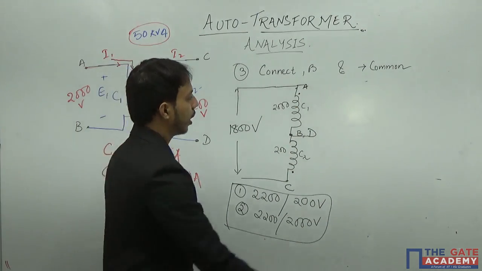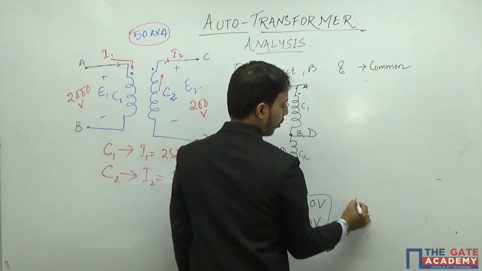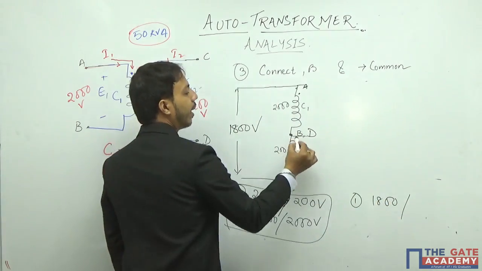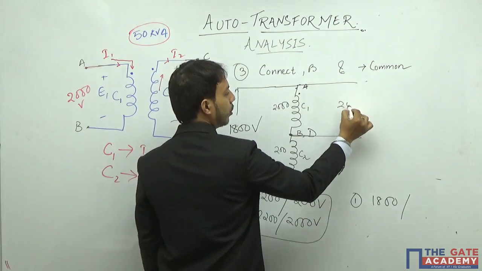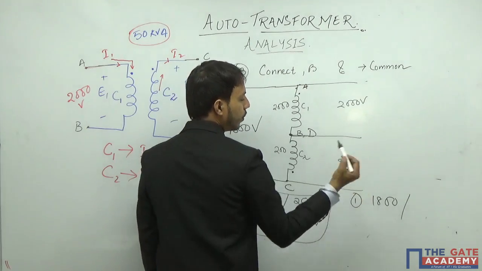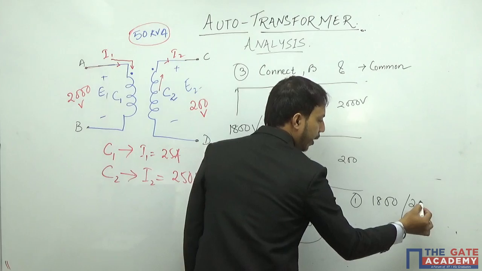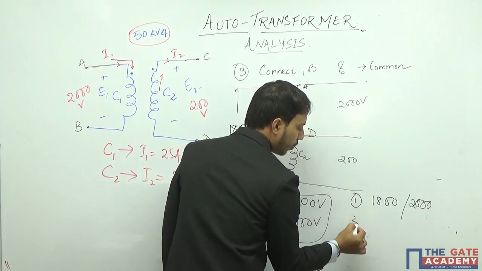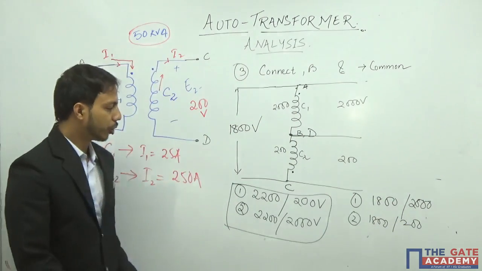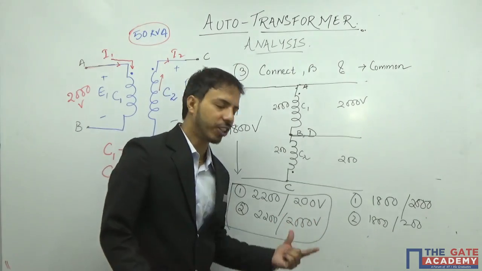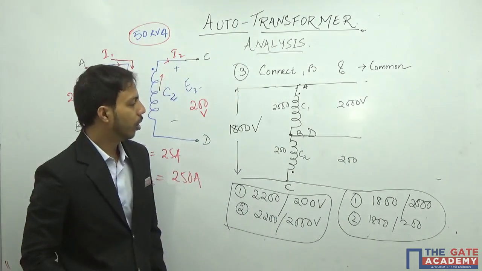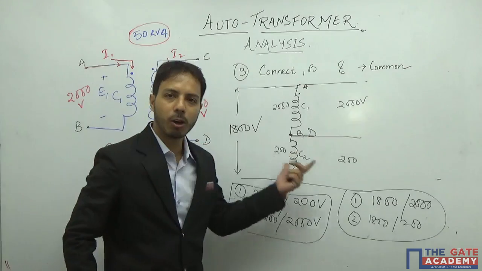That means, let me write it here, in subtractive polarity on one side I will be getting 1800, and on the other side I may get 2000, or I may get 200 if I connect these 2 points. So it is 1800 and 2000, or 1800 and 200. So there are 4 possible ways of connection which I can do from a 2-winding transformer to an autotransformer.